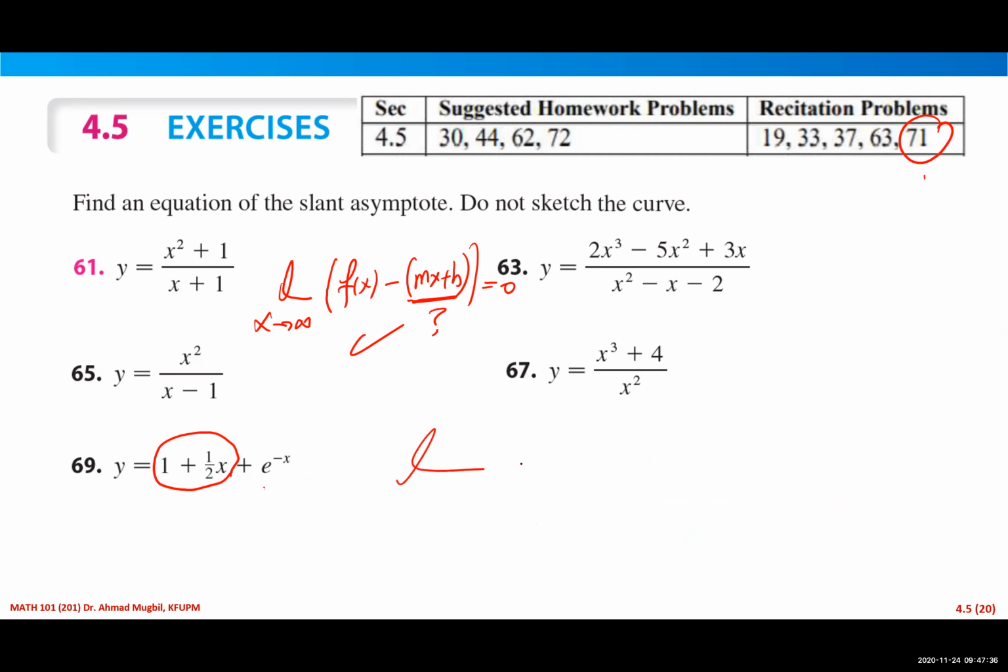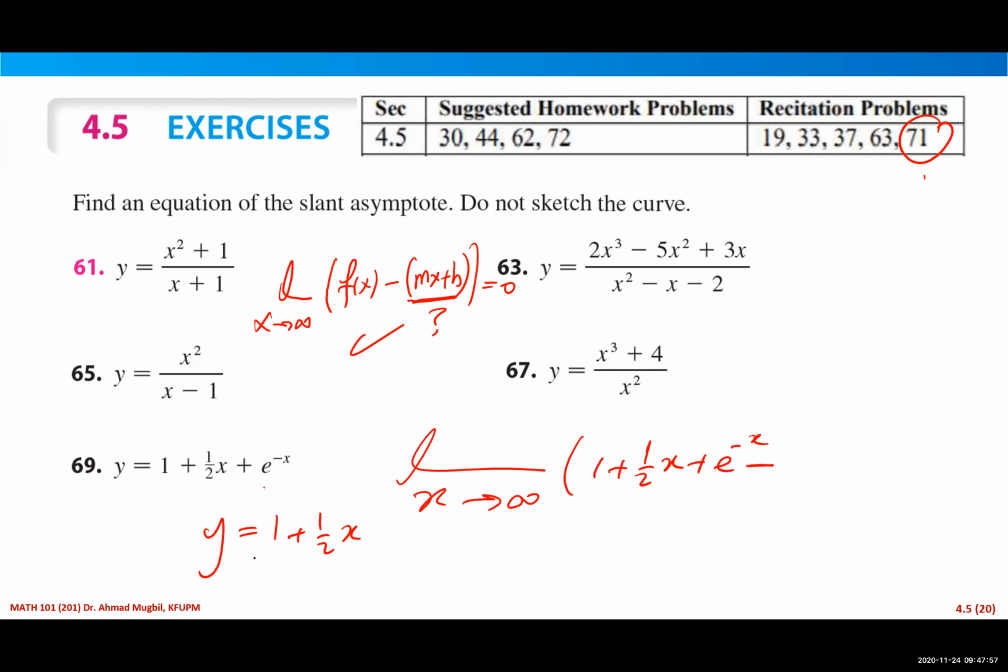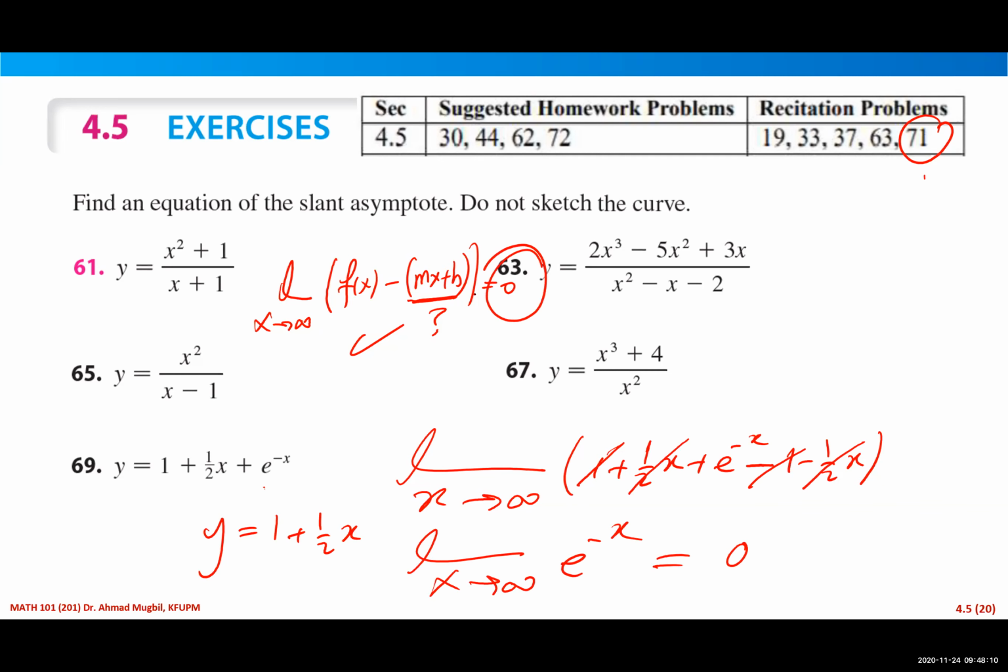How to check? Just find the limit when x goes to infinity for the function 1 plus a half of x plus e to the power negative x. The candidate we said is nominated to be a slant asymptote. So we just subtract it: minus the line, minus 1 minus a half of x. If you check, this will be 0. And you have the limit as x goes to infinity of e to the power negative x, which is 0. So it is a slant asymptote.